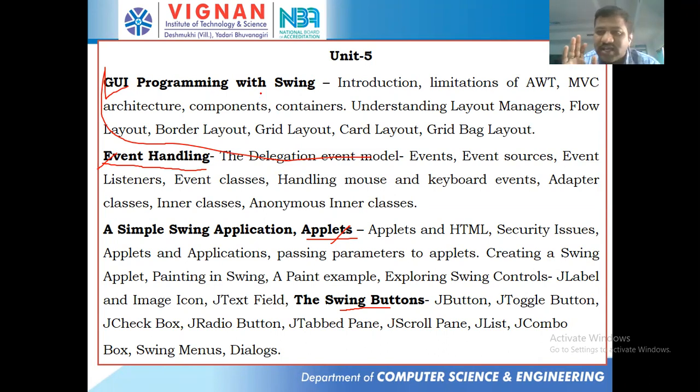Only three things are there in Unit 5. One is event handling, hyphen java.awt. The other is applets, hyphen java.applet. After that, swings, javax.swing, or JFC. You can write Java Foundation Classes. Like that, three things are available in Unit 5.